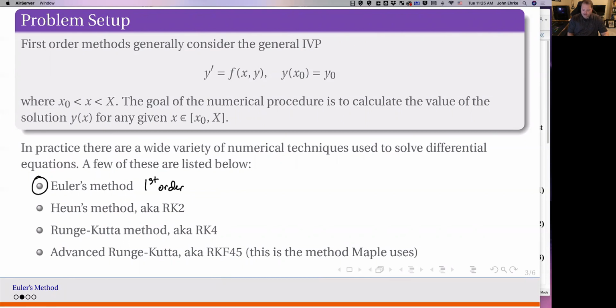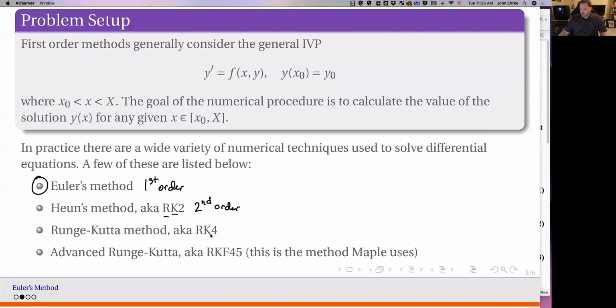RK2, RK stands for Runge-Kutta. It's named after the mathematicians that invented the method. Runge-Kutta 2 is a second order method. You'll sometimes hear this referred to as Heun's method. So Heun's method here is another name for what we call an RK2 method.